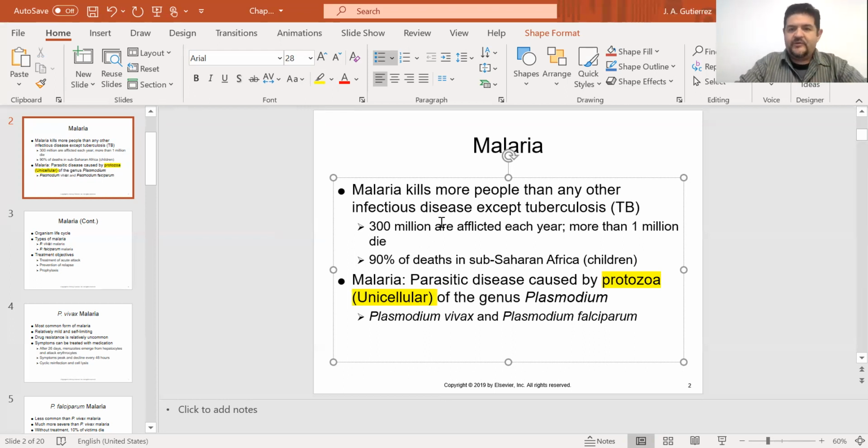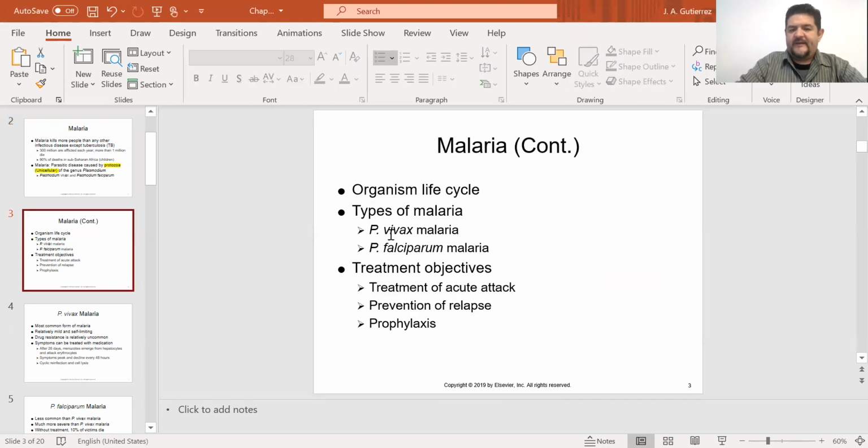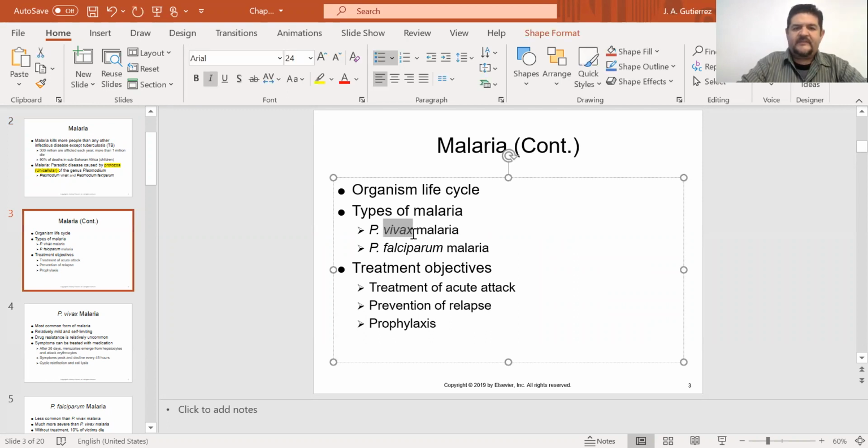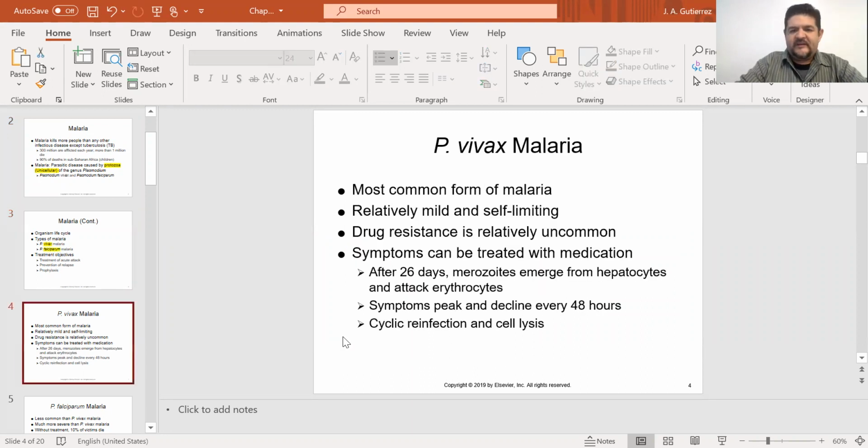So malaria, unfortunately, is a very serious disease that kills more than 1 million people per year worldwide. Regarding malaria, there's actually four types, but we're going to emphasize two of them in this chapter, and that'll be Plasmodium vivax and Plasmodium falciparum. We're going to start with Plasmodium vivax. This is the most common form of malaria.